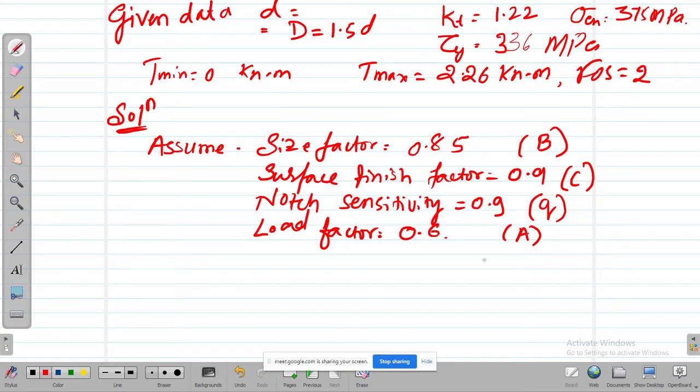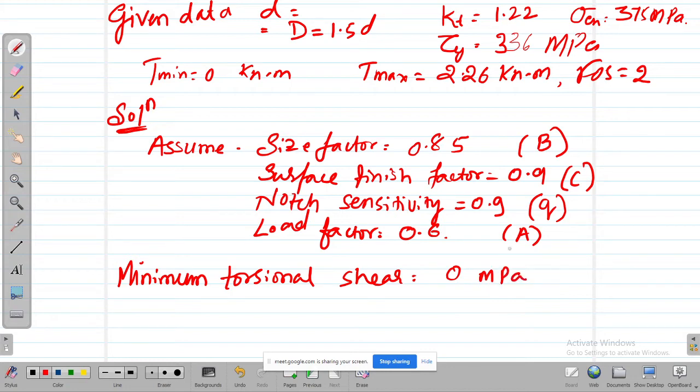So now you solve for stresses here. Let us calculate the minimum torsional shear stress. How much are you going to get here? Now, tau minimum equal to 0 megapascal.